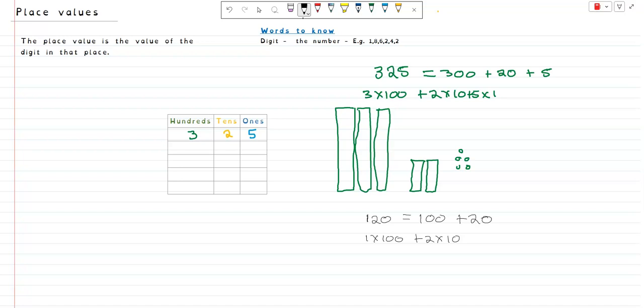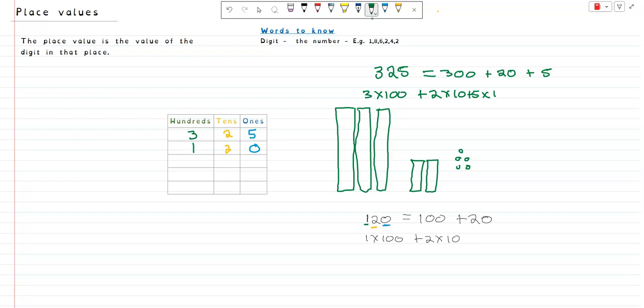Let's start with the ones, as we normally say. We always start with the ones. So we have 0 ones, which means we need to write a 0 over there. Then we have how many tens? We have 2 tens. And how many hundreds do we have? We have 100. So there we have 120.